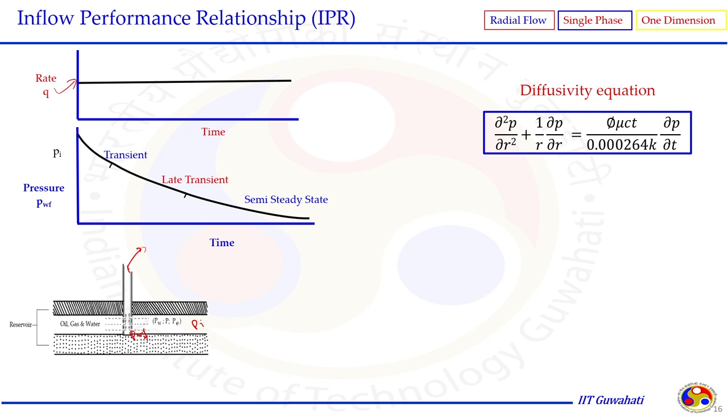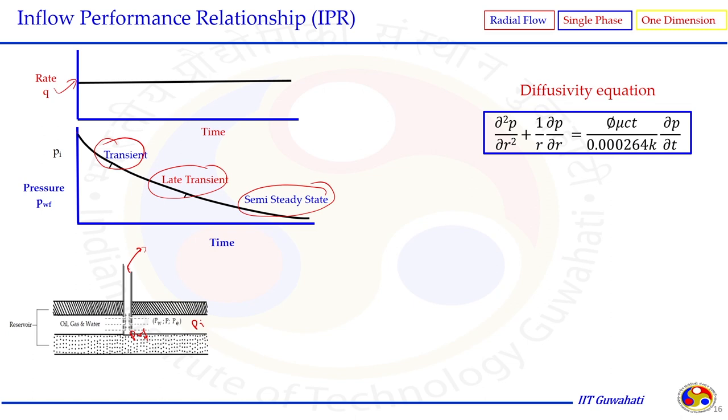When we start producing, the pressure changes suddenly, and that sudden pressure change happens, and the flow regime is called the transient regime. So near the wellbore region, we are seeing the pressure is changing with respect to time as well as the position. When we spend more time at the constant production rate, we reach the late transient region. Still the change is happening, but not at that drastic rate. And after a certain time, the system reaches the semi-steady state condition, also called the pseudo-steady state condition or quasi-steady state condition. In that case, the reservoir is producing under the pseudo-steady state condition.